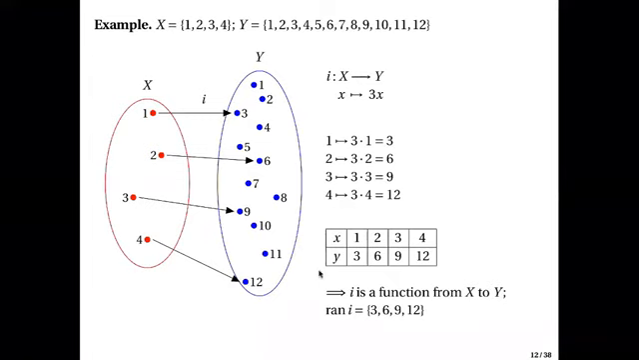So is the definition of range clear? Any question?